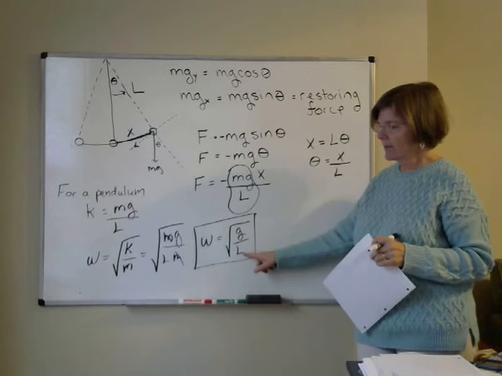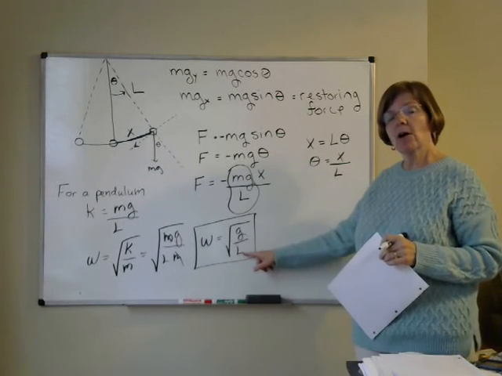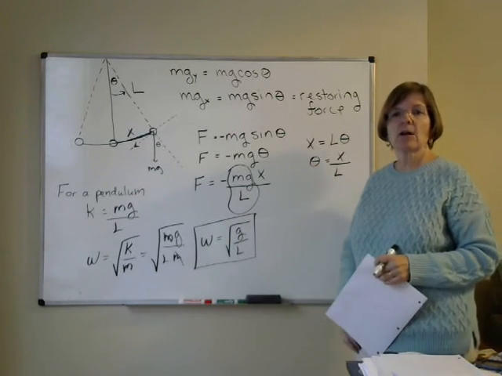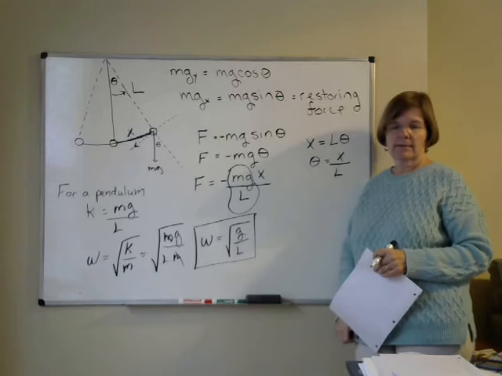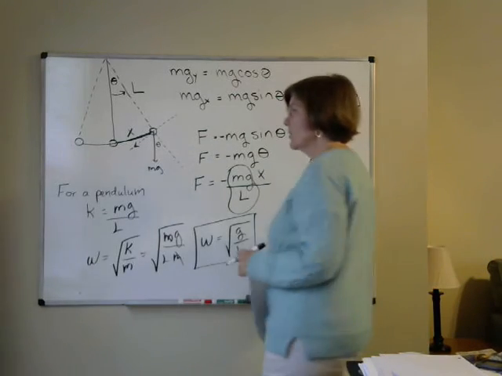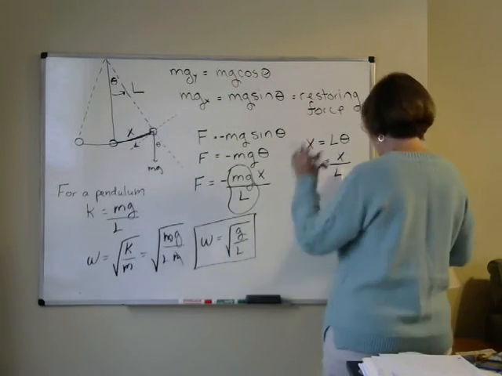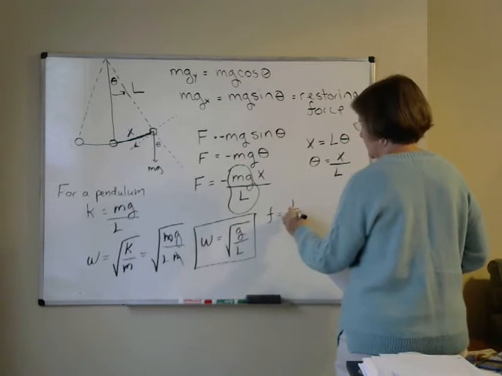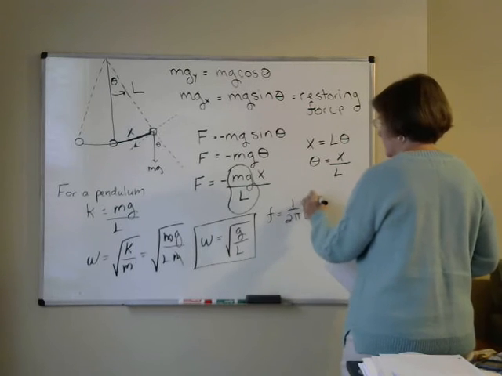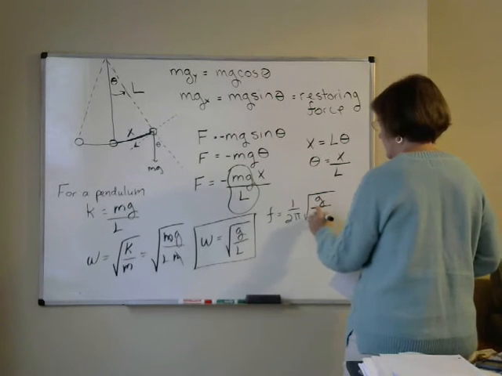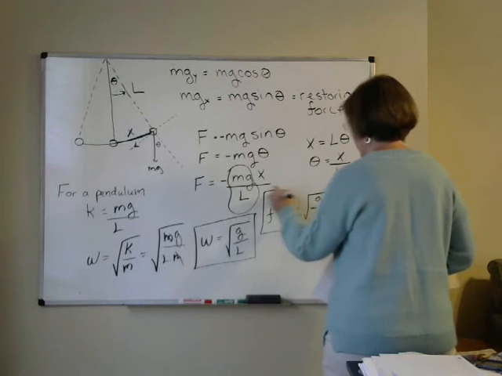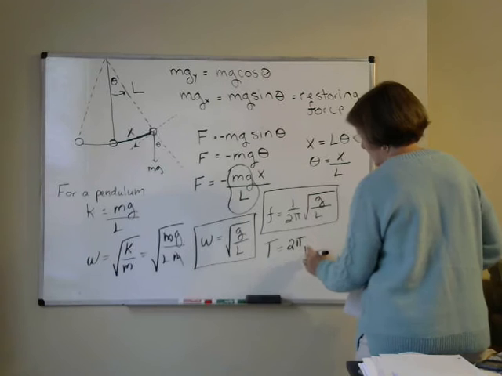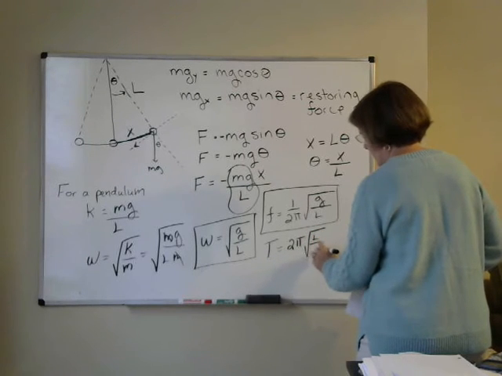As you let L get very, very large, you get a very long pendulum. The angular frequency is going to be much smaller. You're going to get a low frequency and a long period to go with it. Similarly, that means that the frequency is 1 over 2 pi square root g over L. If I take that reciprocal, the period is 2 pi square root of L over g.